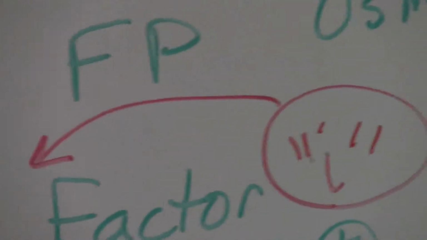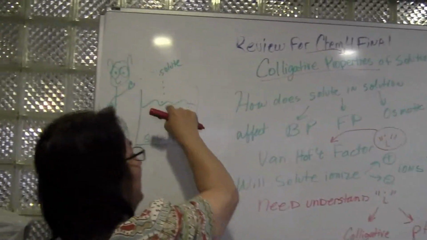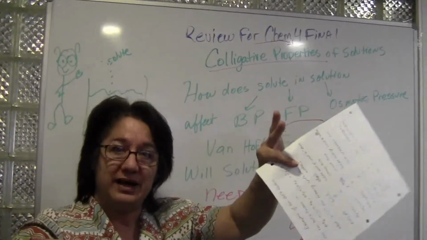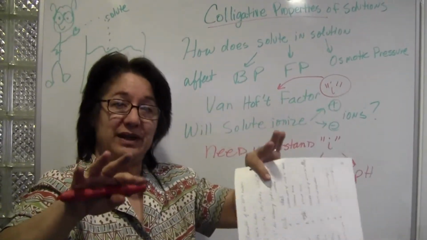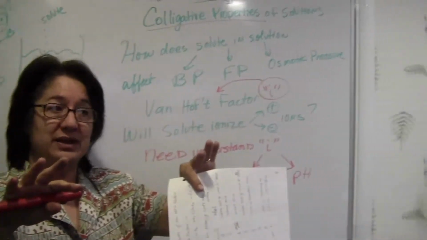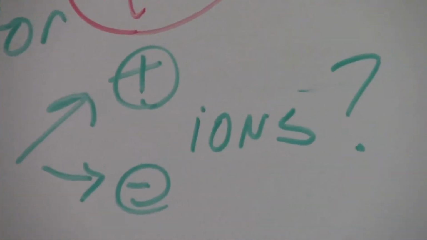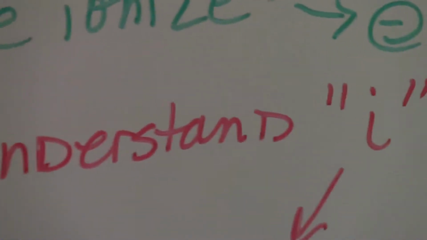The Van 't Hoff factor simply means, will the solute that they add stay in one piece, or will it break apart into positive and negative ions? And if it breaks apart into positive and negative ions or particles, how many will it break up into? So we need to understand i, not only for the formulas on boiling point, freezing point, and osmotic pressure, but we're also going to see it later on in pH. So this is an important topic.